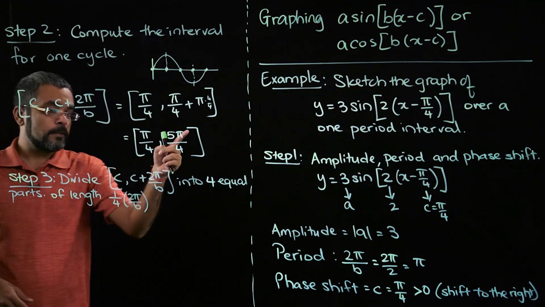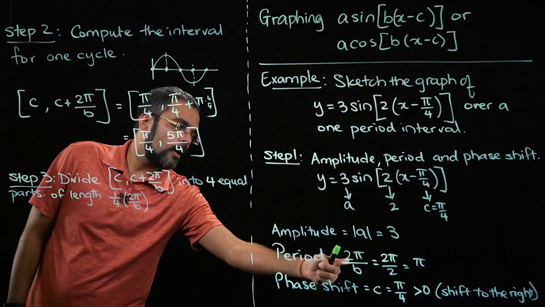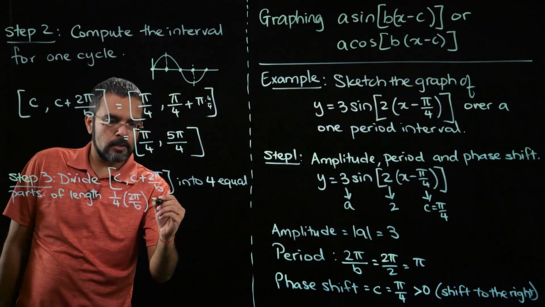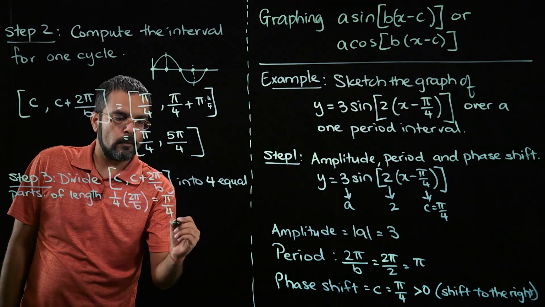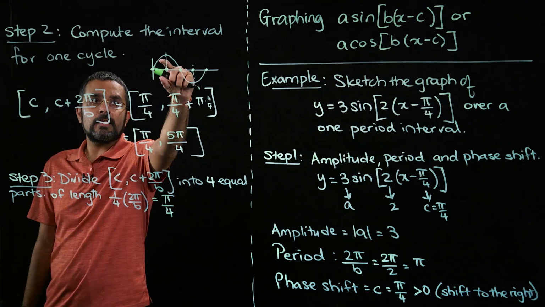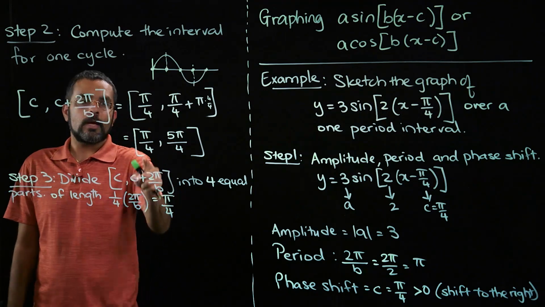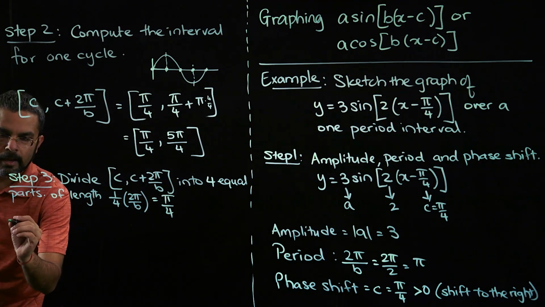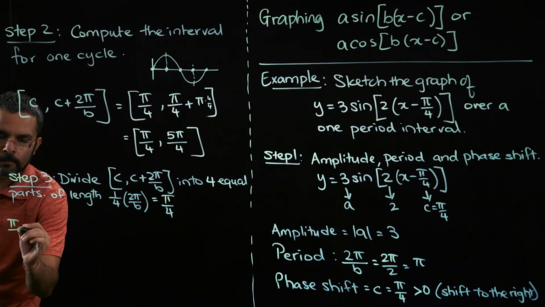So for this function, what was 2 pi over b? 2 pi over b was our period, which was pi. So this is pi over 4. Okay, so how do I get those points now, right? Each of these lengths has to be pi over 4. How do I do that? Well, I start with my point here. I have pi over 4.